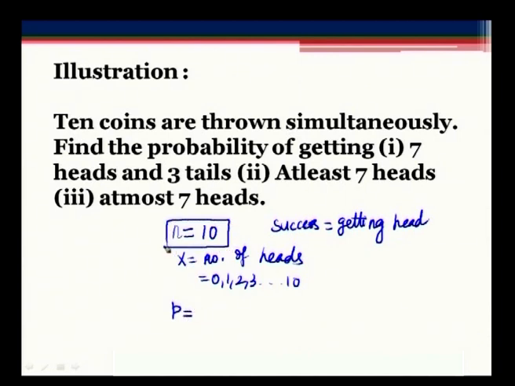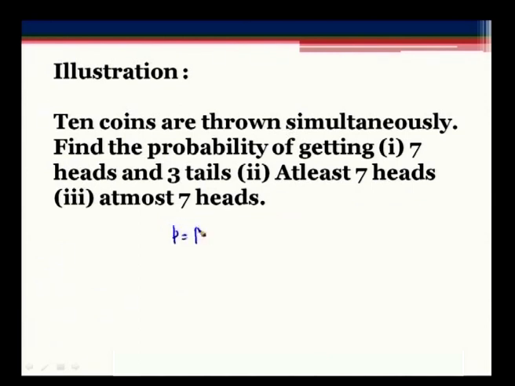Then we must know the value of another parameter. One parameter is known, n is equal to 10, and p is the probability of success. Here success is mentioned as getting head. So, therefore, the probability of getting head. When a coin is thrown, getting a head probability is, everybody knows, equal to 1 by 2. So, p is equal to 1 by 2 and n is 10. With this we can proceed further in doing the problem.